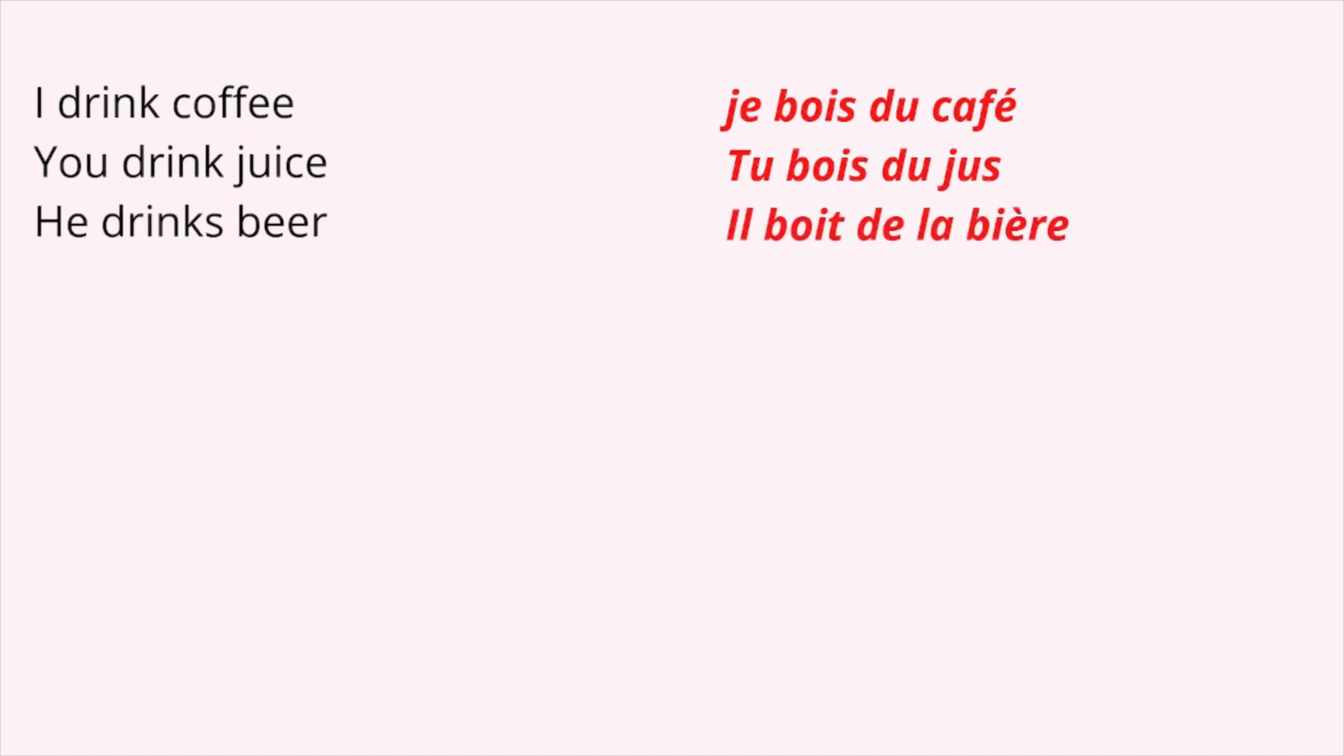Now let's have a look at a few examples. So if I want to say I drink coffee, it's going to be je bois du café. You drink juice, tu bois du jus. He drinks beer, il boit de la bière. She drinks wine, elle boit du vin.